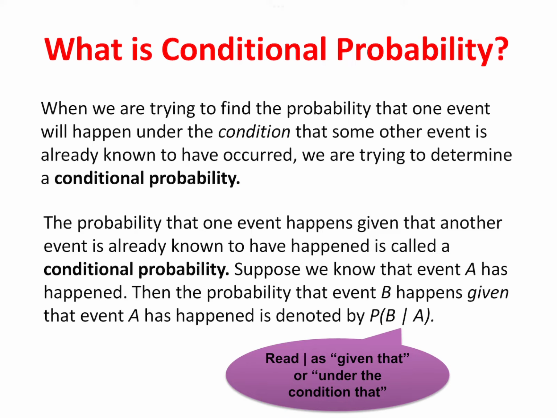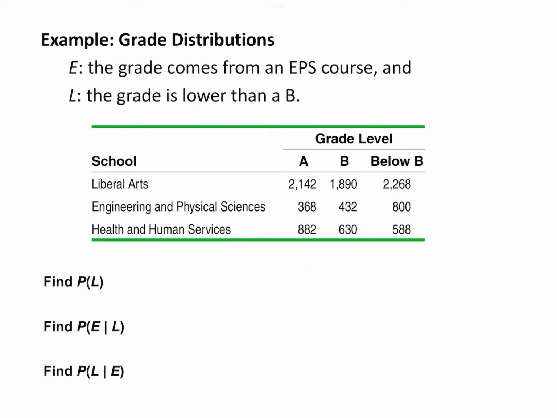So when we look at our conditional probability notation, suppose we know that event A has happened. The probability that event B happens given, which is the word that we're going to be looking for in conditional probability, that event A has happened is denoted by this. So this is red, the probability of B given A. That straight up and down line represents the word given. So what's the probability that B happens given we know A happened already? So we're going to look at this with two-way tables first.